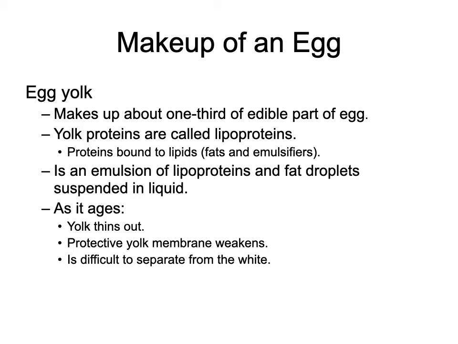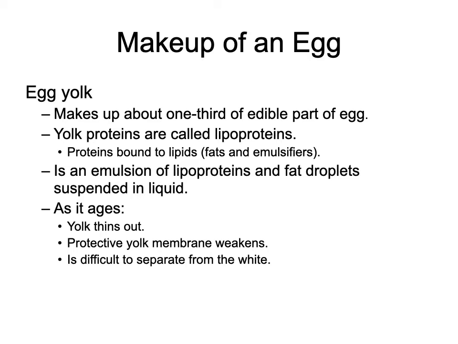The egg yolk makes up about the last third of the edible part of an egg, and the yolk proteins are called lipoproteins. These are proteins bound to fats, and it's an emulsion of lipoproteins and fat droplets suspended in liquid. It does age and change as it gets older. It starts to thin out, and the membrane around the yolk becomes weaker. That's why as eggs get older, they're very difficult to separate, because the yolk will break much more easily when that protective membrane has weakened.